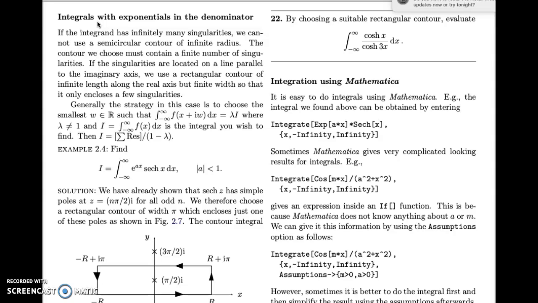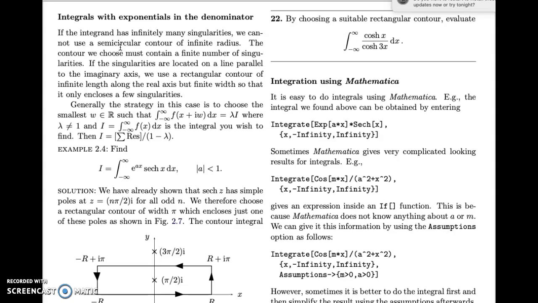So if we've got 1 over cosh, which, if you remember, is a reasonably behaved function, then that's going to have infinitely many singularities located on the imaginary axis. So what happens if we want to integrate a function like that? The residue theorem strictly says that you have to have a finite number of singularities inside your contour.